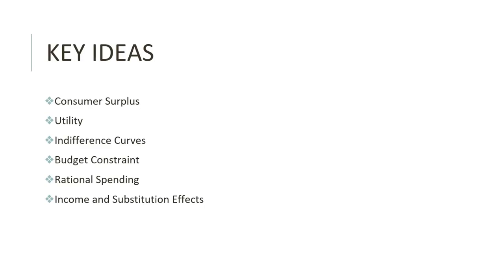We're going to add in a budget constraint, which includes prices and income. We'll talk about the rational spending rule and the income and substitution effects. All of the things in this chapter are going to help us understand how consumers make optimal choices.